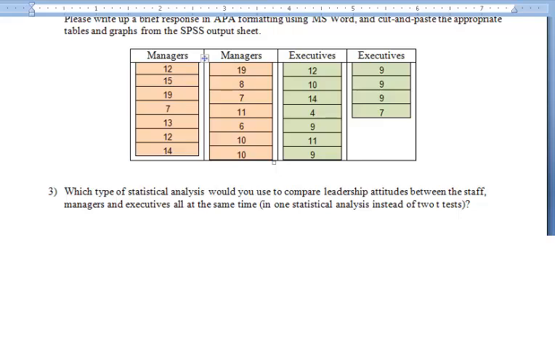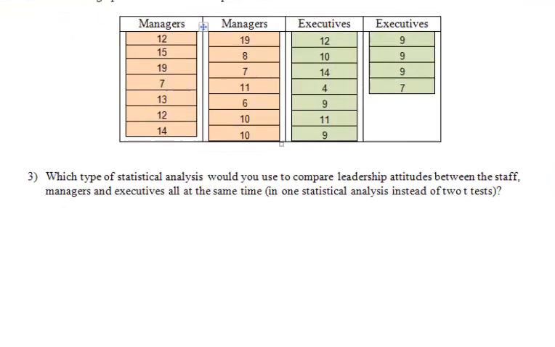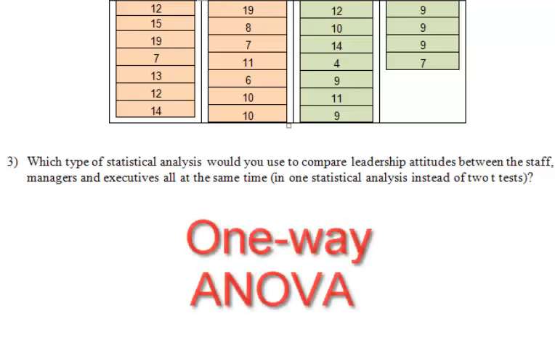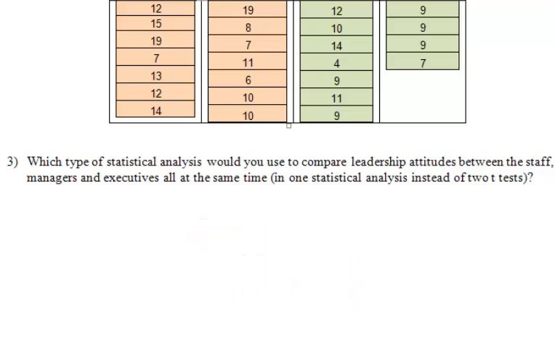Oh, wait, hold on. The answer to question number 3 is a one-way ANOVA with no repeated measures, right? You would be comparing 3 groups, subgroups: the staff, the managers, and the executives. So there's your IV, group, with at least 3 subgroups, and your DV is their leadership score. So that's it.